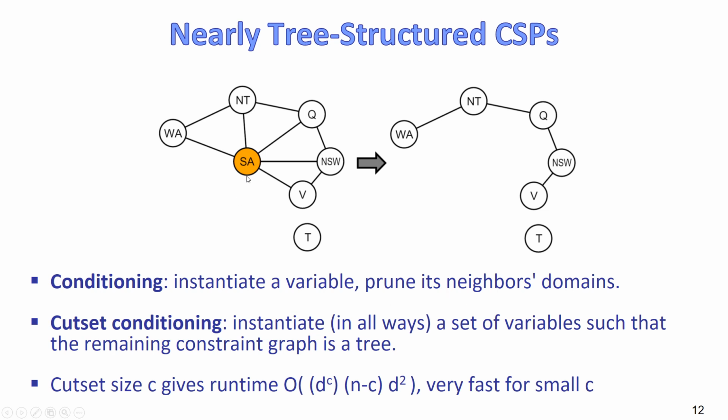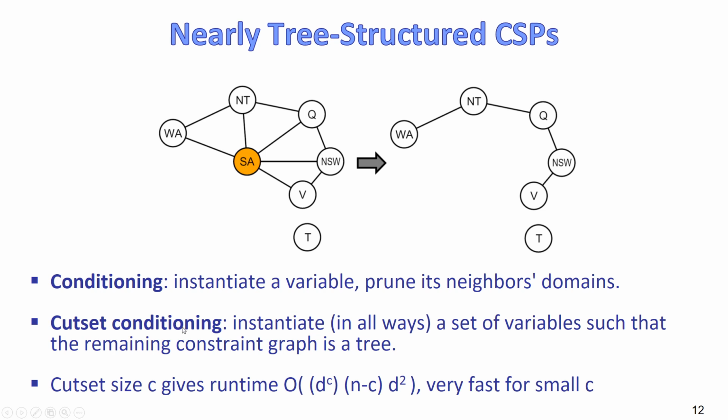So if I assign the value red here, for example, then I should remove red from here, red from here, red from here, red from here, red from here. Once I do that, then I can remove that variable and keep the new values of the domains for the other variables, solve this problem using the efficient algorithm that we just saw, and then add to the solution the value of red to SA. That will be a solution to the original problem.